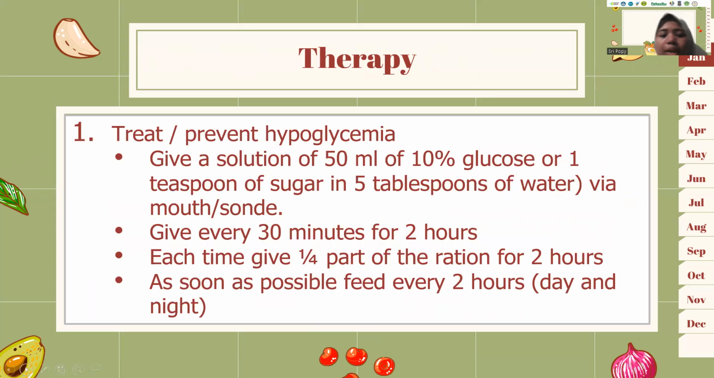Next, therapy. 1. Treat or prevent hypoglycemia. Give a solution of 50 ml of 10% glucose or 1 teaspoon of sugar in 5 tablespoons of water via mouth or sonde. Give every 30 minutes for 2 hours. Each time, give a quarter part of the ration for 2 hours. As soon as possible, feed every 2 hours, day and night.